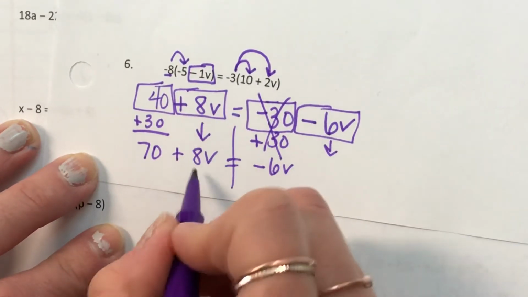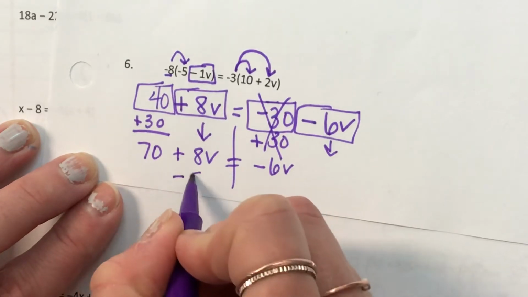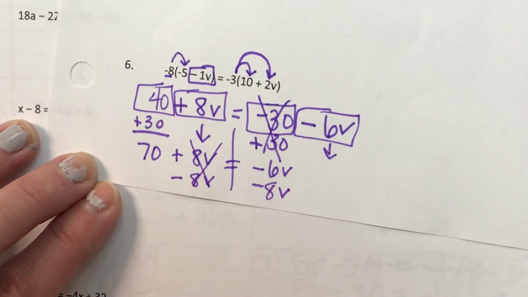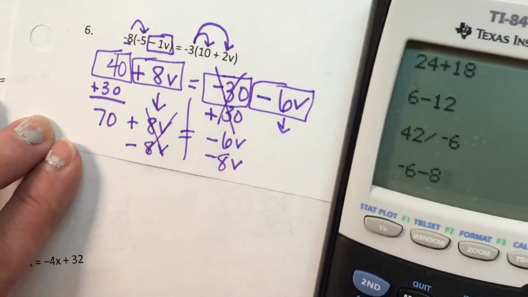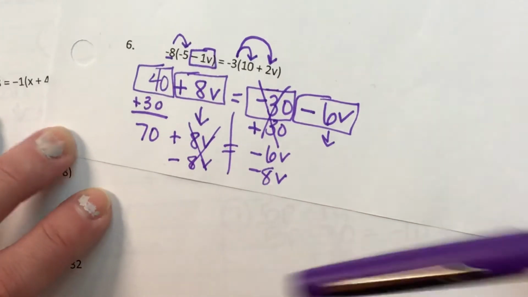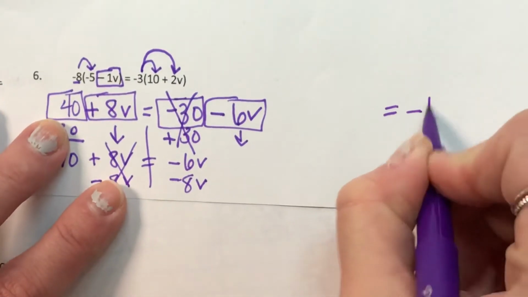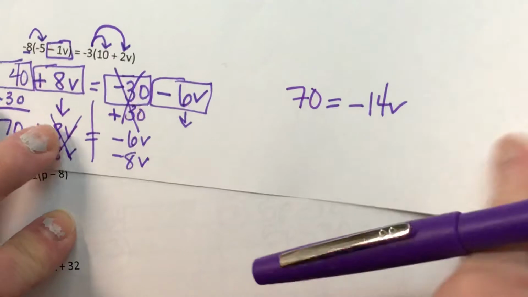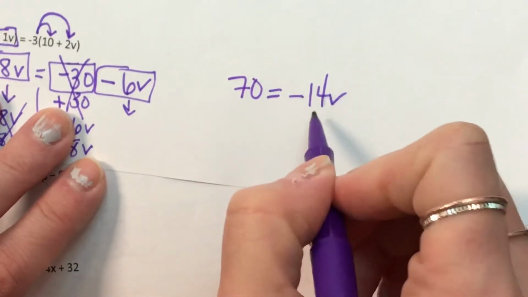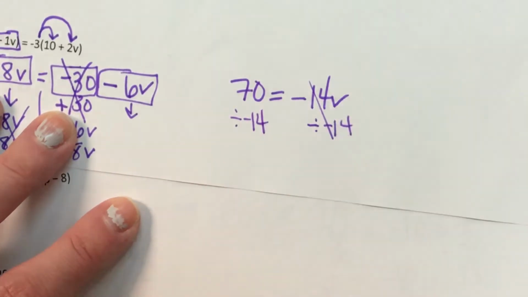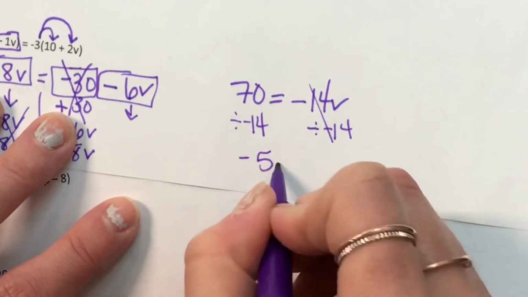So I can only move this 8v. Since it was plus 8v, I'm going to subtract. So negative 6 minus 8. Make sure you do the negatives in the calculator right. And it's negative 14. And I'm out of room, so I'm going to write it over to the side. So on one side, I get negative 14v. And on my left side, the only thing that was left was 70. So the last step, since this is multiplication, I'm going to do the opposite and divide. So 70 divided by negative 14 is negative 5.